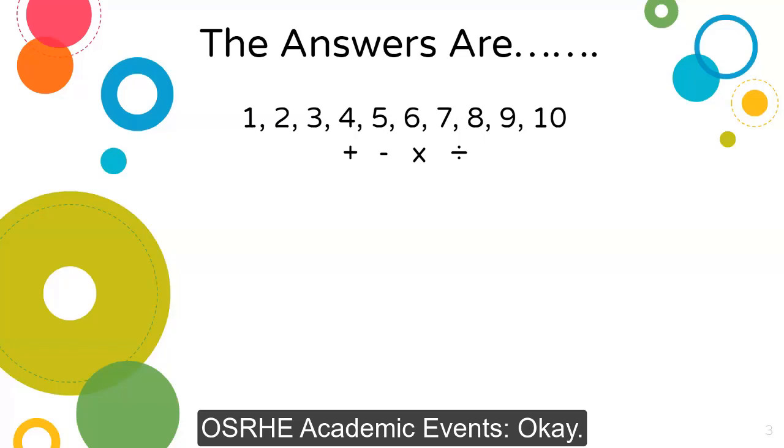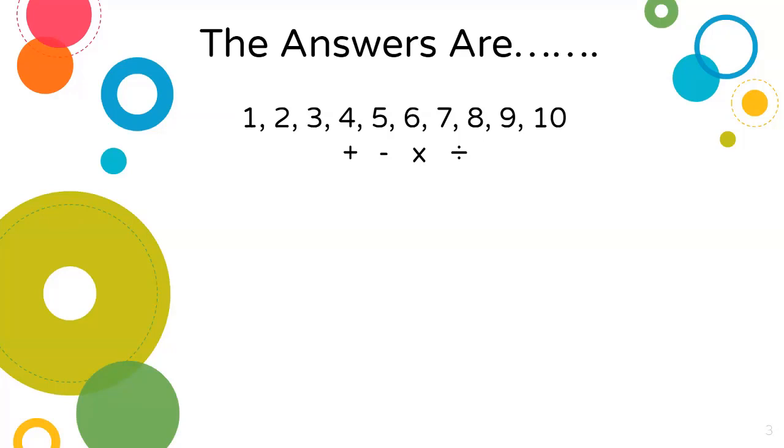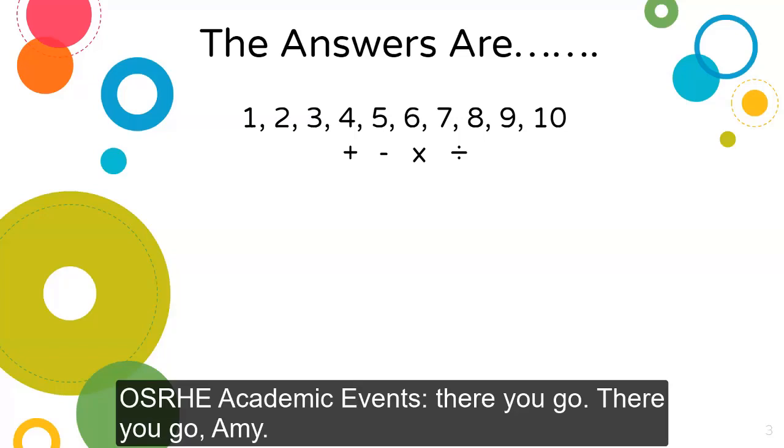So the answers are those five. So you can only use those numbers once, and the expressions at least once to get those. It's 8 plus 9. There you go. There you go, Amy. And then how do you get to 3? No. 5 minus 2.